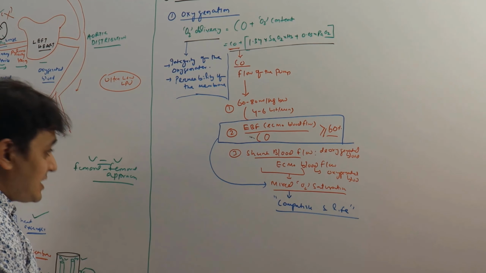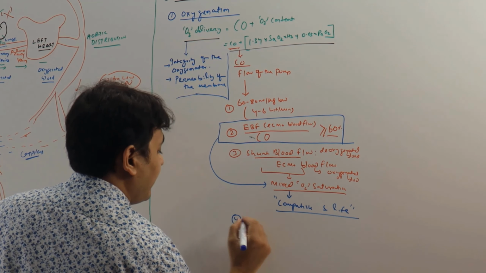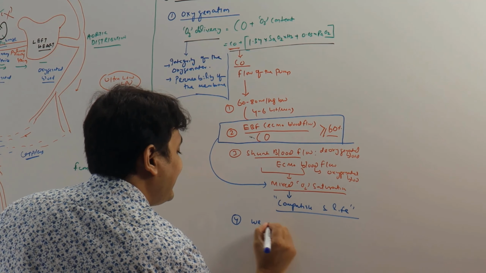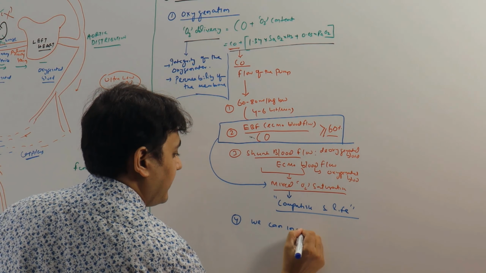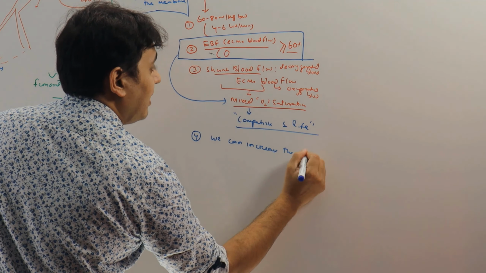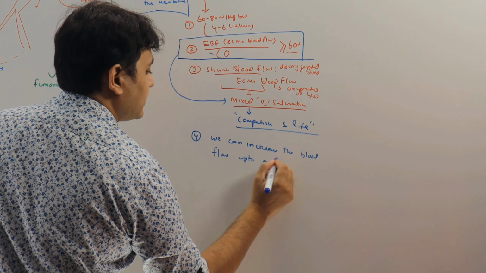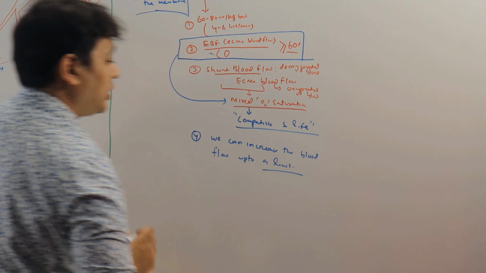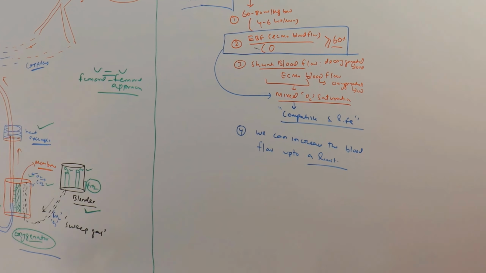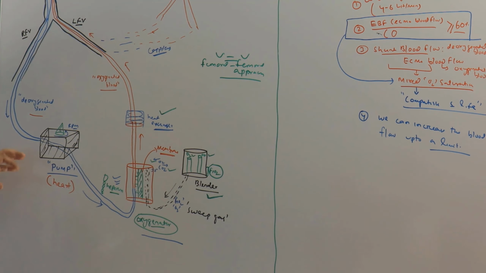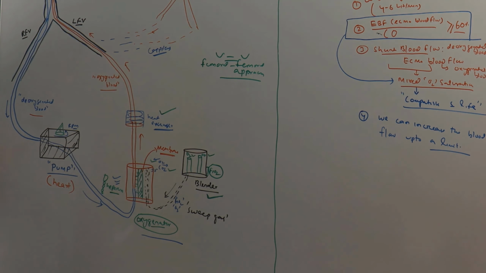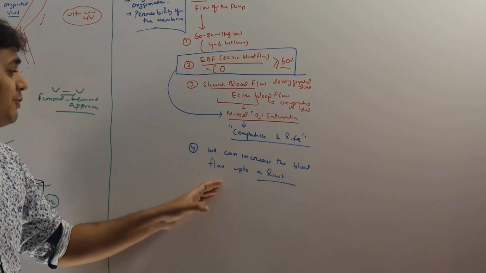But there is another problem. The problem is in ECMO, we can increase the blood flow up to a limit, not beyond that. Then there will be a problem, right? Because if you increase the pump flow beyond a certain limit, what will happen? There will be creation of more negative pressure, there will be chatter. At the same time, because of the high velocity, high flow, there will be hemolysis. So we can increase the blood flow up to a limit.